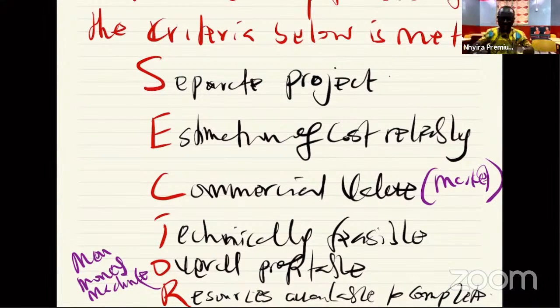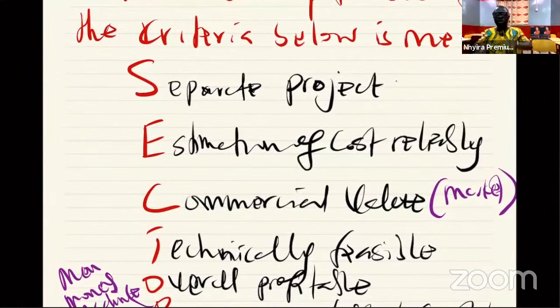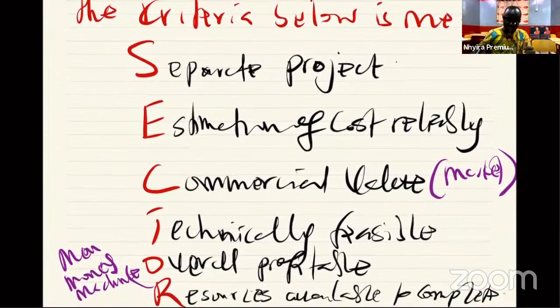So IAS 38 states that if this recognition criteria is met, then the entity can capitalize the development cost. In other words, the entity can recognize an intangible asset on the face of the statement of financial position for the development cost. But the big question we ask ourselves is this: will all these be available in the question? In other words, when you are reading the question, will you see that it is separately identified? Will you see that the cost has been reliably estimated? Like all of them, can you find all of them in a question?